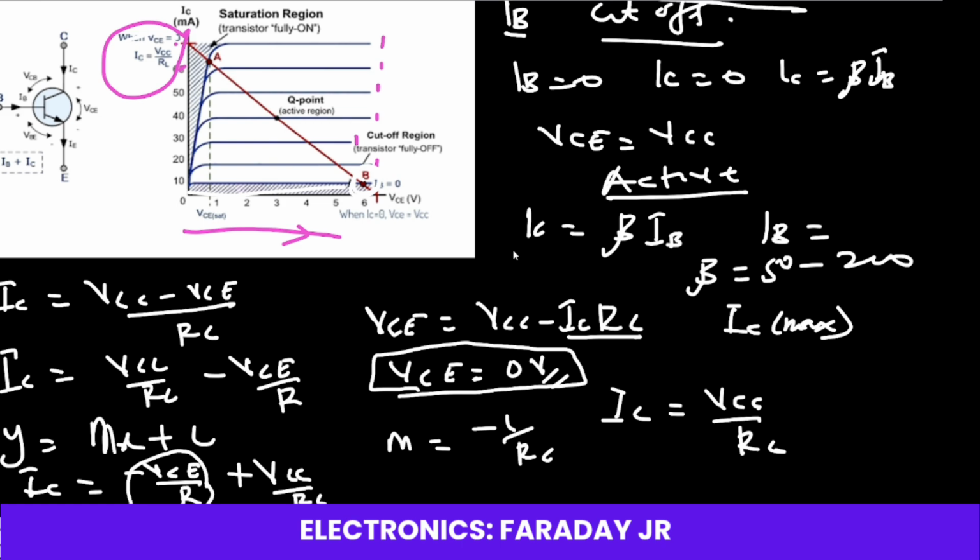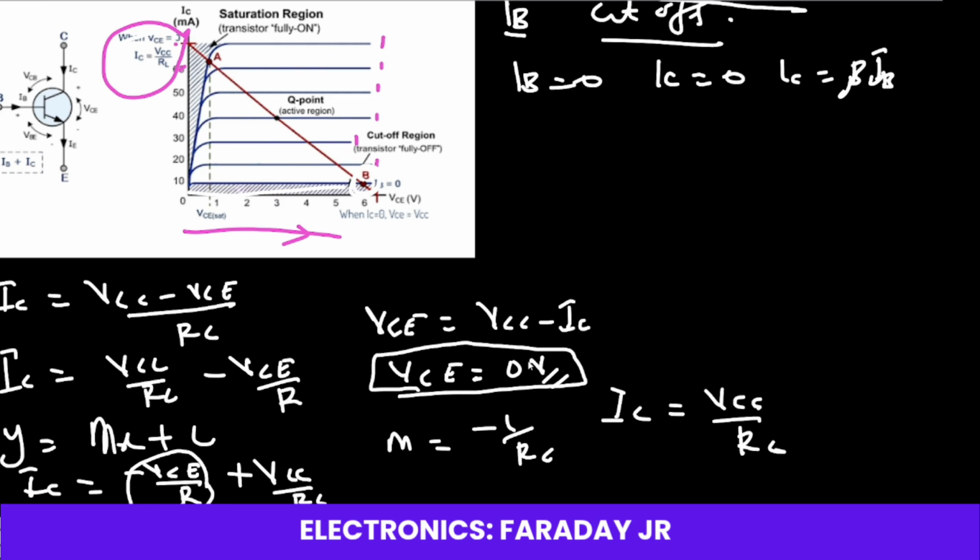Now, what other parameter can we look at? We can look at the Q point. Now, the Q point is one of the important parameters in our analysis, right? The Q point mostly works within the active region. Of course, we know the active region is the amplification region of the transistor.